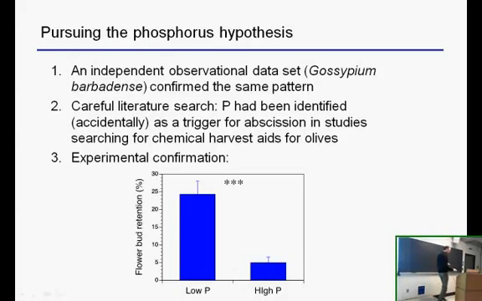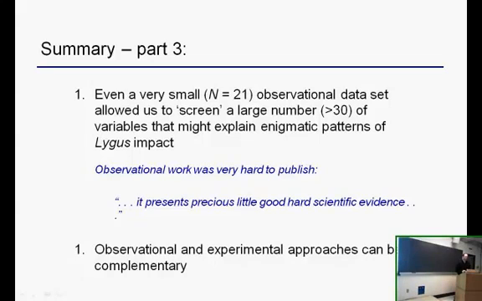Okay, so what I hope I've suggested from this first example is that even a very, very small data set, 21 fields sampled, really enabled us in this case to make some serious progress on this problem. We started with a long list of hypotheses. It would have been completely impossible to start with experiments to address each of those possible scenarios.